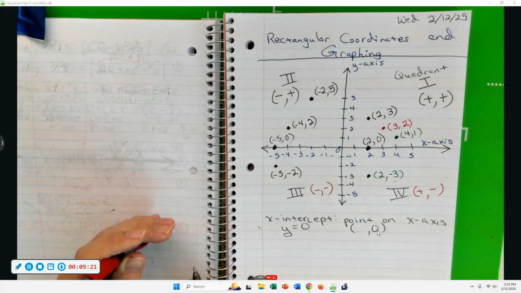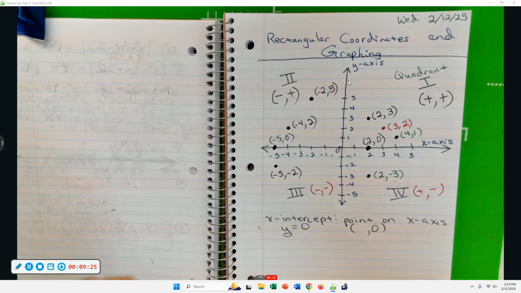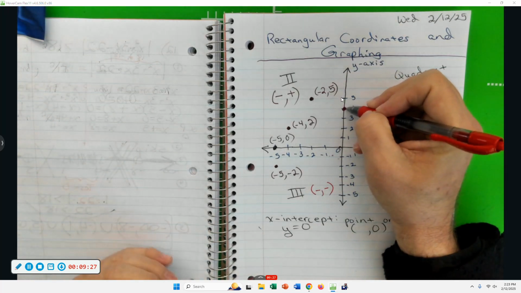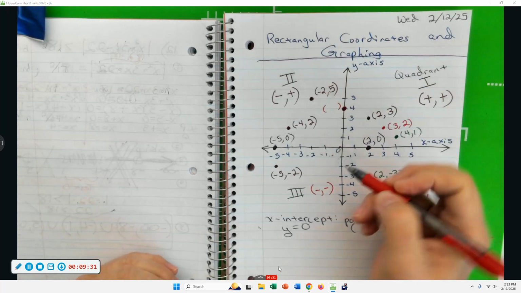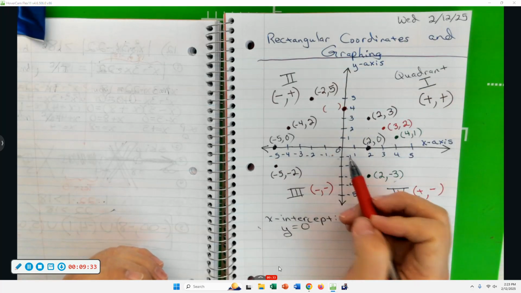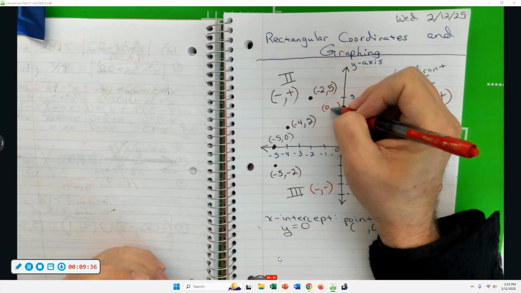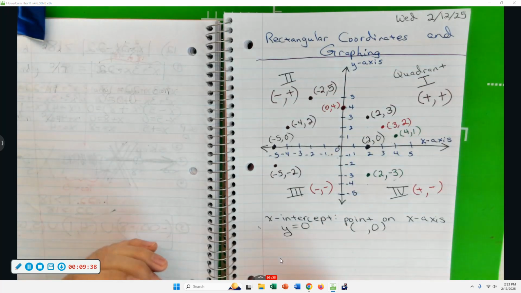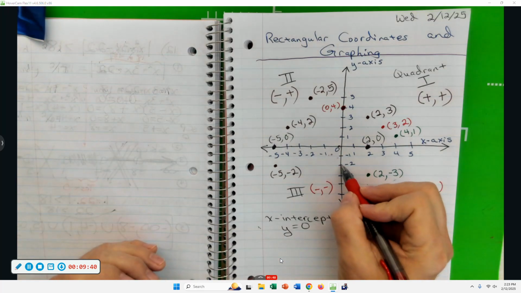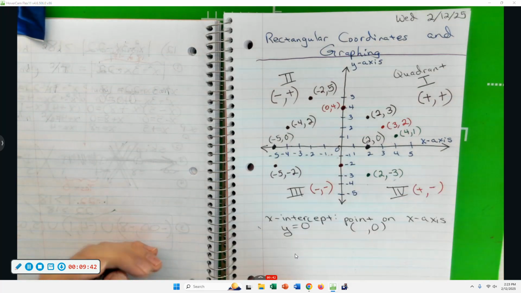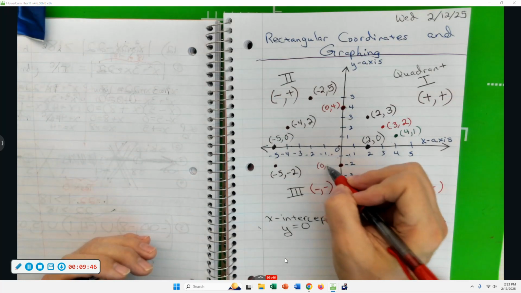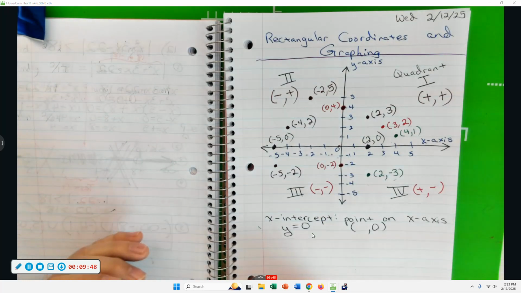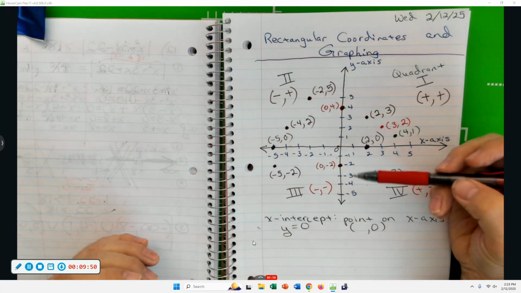Let's apply that same logic to ordered pairs on the y-axis. Here, give this point to me as an ordered pair. 0, 4. Okay, so you don't go left or right, so your x-coordinate has to be 0, but then you move up 4 units. What about this point right here? 0, -2.